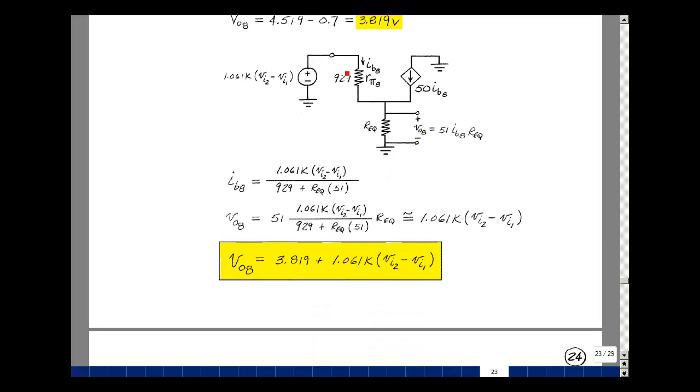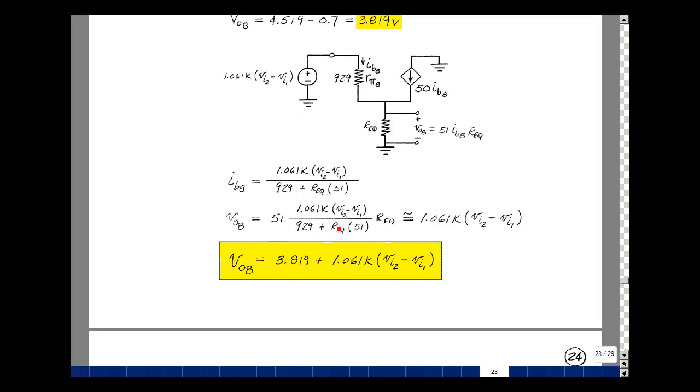The current coming in is going to be the voltage here, which is 1061 times the difference of our input signals, divided by the total resistance. So we see 929 ohms here, and then we've got i_b and 50 i_b flowing into R equivalent. We're going to multiply R equivalent by 51. These are the equations from the emitter follower of Chapter 5. The output voltage here is going to be equal to i_b8 times 50 i_b8 times R equivalent, so 51 times i_b times R equivalent.